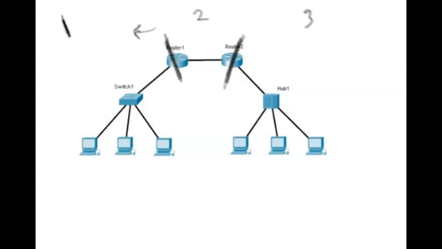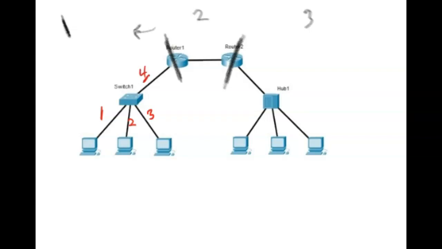Now let's take a look at collision domains. Everything off of a switch is a collision domain. So I've got 1 coming off here, number 2 coming off, number 3 coming off, and number 4 coming off. So I've got 4 collision domains here.